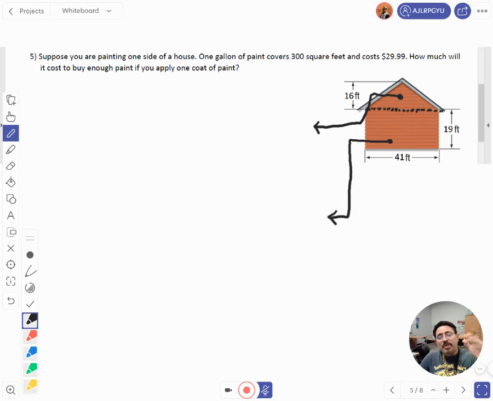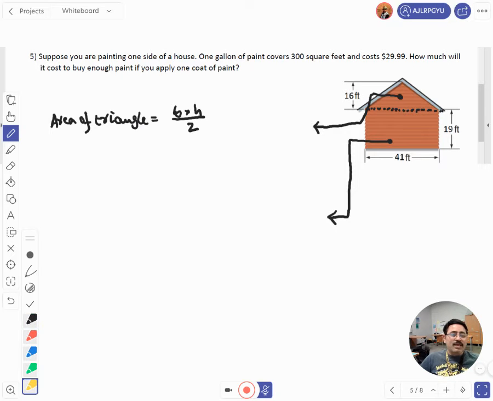So if you want to paint, obviously you have to find the area. So let me start with the area of a triangle, which is base times height over 2, or half times base times height. It's one and the same. What is base?